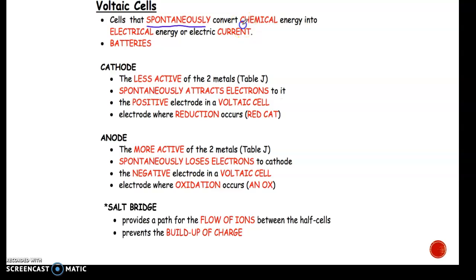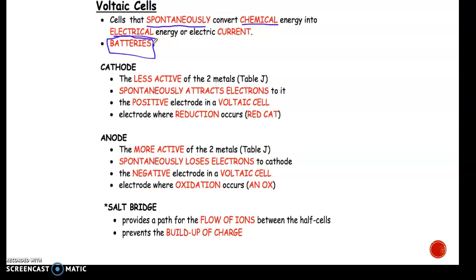When that happens, it turns chemical energy into electrical energy. Now, voltaic cells is another way we can say batteries. So these are the batteries you see in remotes. These are the batteries that you see in your cell phones. They are batteries. Voltaic cells is another way we call batteries.